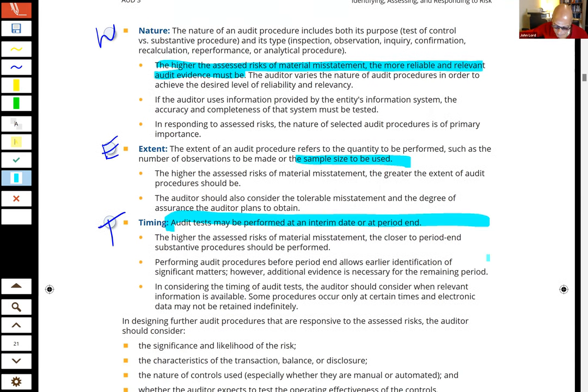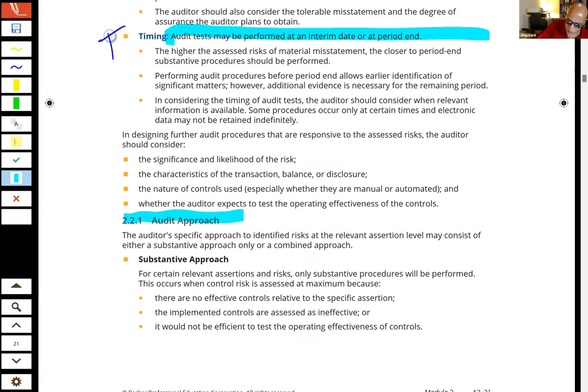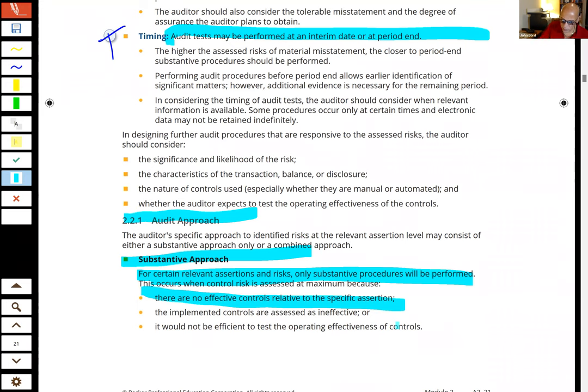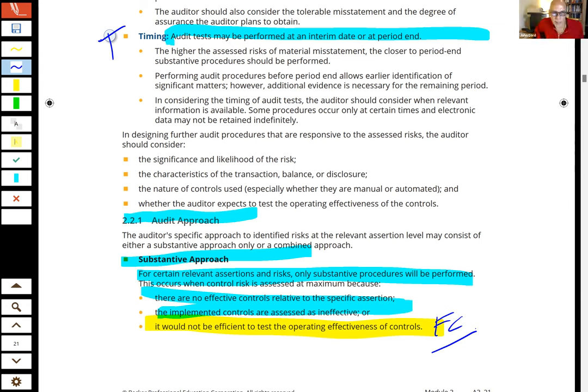Okay. Now you come down and they tell us that we could take a purely substantive approach, meaning we will not test the operating effectiveness of the controls. And that's the case if we don't think the controls are effective, or if the implemented controls are assessed as ineffective. So we don't like the design, we don't like the implementation, right? They also say that you could move directly to substantive testing if you believe that it would not be efficient to test the operating effectiveness. Now, flashcard that, because we haven't really talked about that as a reason not to test the operating effectiveness.